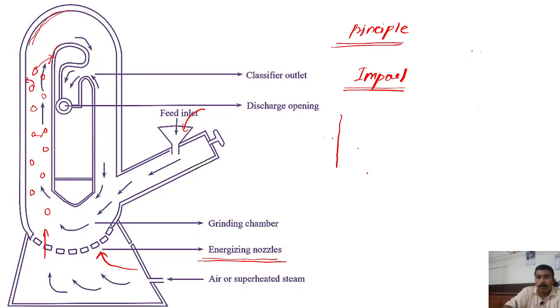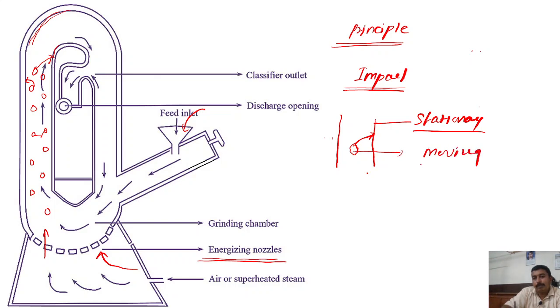Suppose this is the wall of the pipe and this is a high velocity powder particle. The high velocity powder particles strike on the wall of the pipe. The pipe is stationary and the particle is moving at high velocity. So what is meant by impact? In impact, either the moving powder particle strikes on the stationary object or the moving object of the equipment strikes on the stationary particle. This we have already covered in the first video lecture.